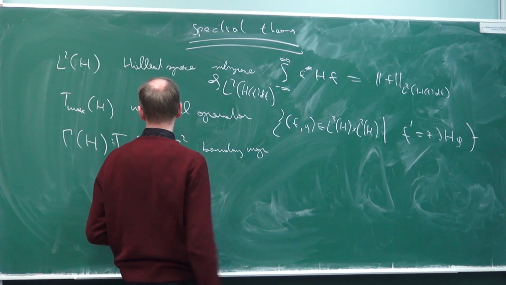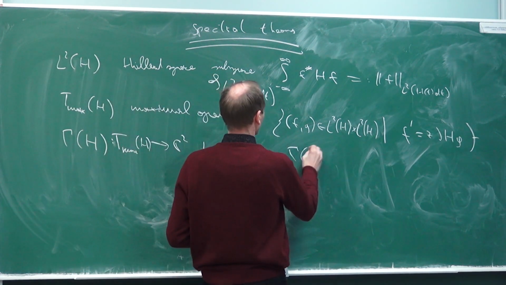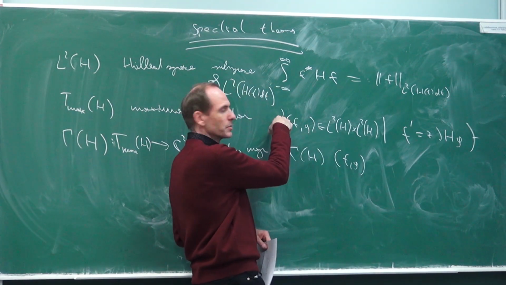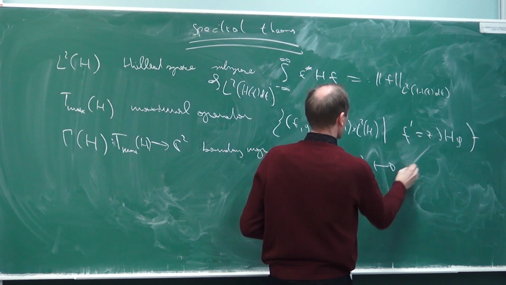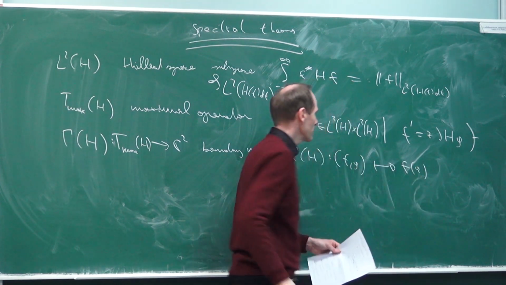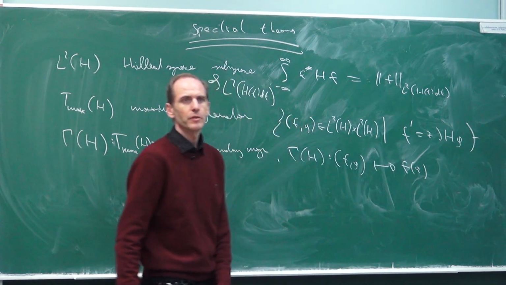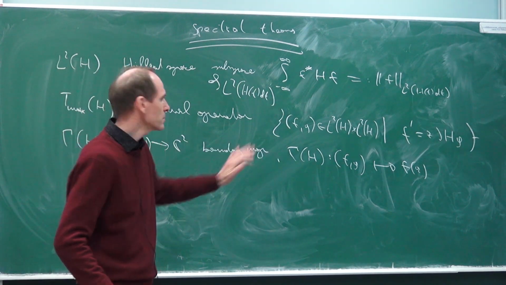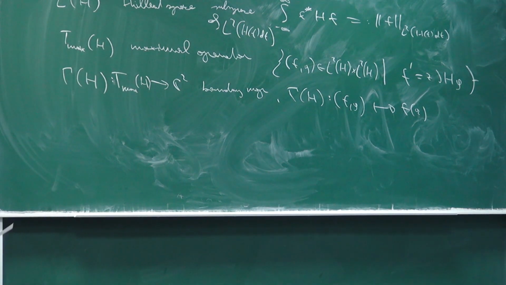And what does it do? It maps a pair in the maximal operator. It simply maps to the evaluation at the initial point of F. One can show it is well defined and everything. That's a lemma. Okay, so this is our operator model.